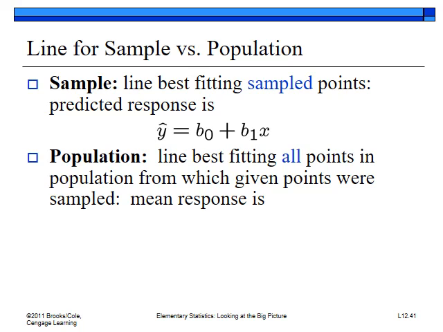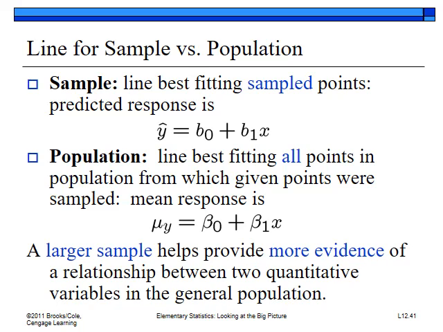If we're looking at the line that best fits all of the points in the population, then we call it the mean response, not the predicted response. The mean response is mu y. Remember, the mean in the population is mu, so the mean response we'll call mu sub y, equals beta naught plus beta 1 times x.